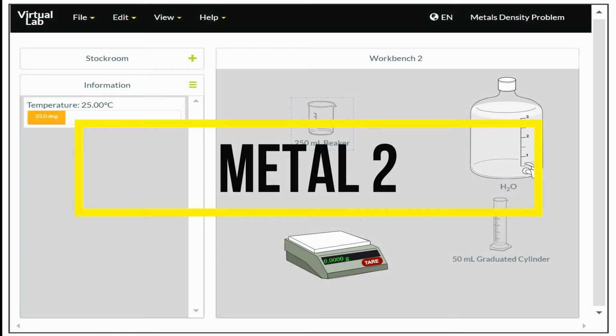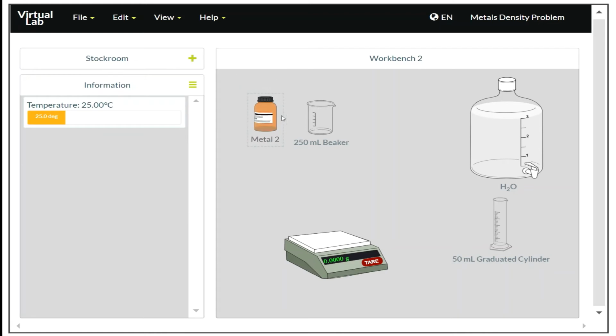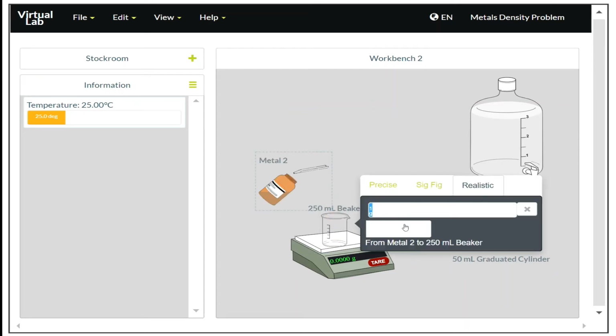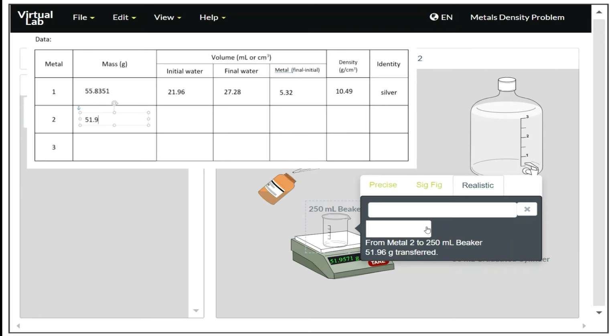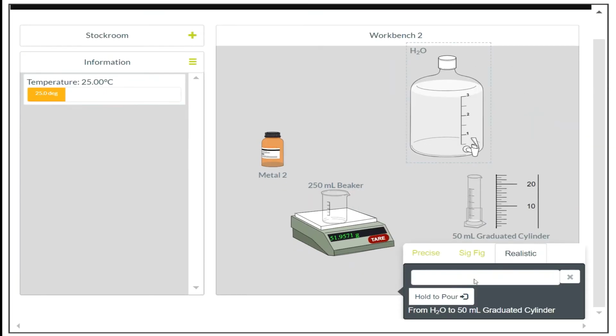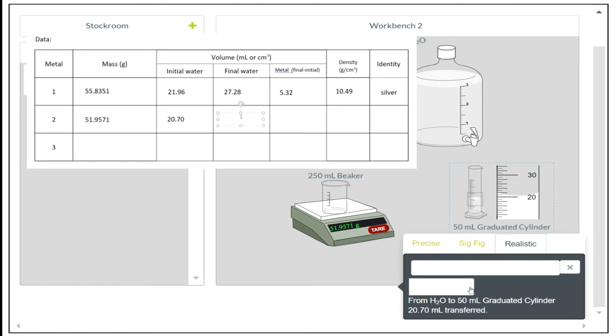Metal 2 is just like metal 1, but with a different type of metal. All the apparatus are the same. Firstly, we need to put the beaker on the weighing scale and don't forget to press the tare button. Add some amount of metal 2 into the beaker and jot down the data given, which is 51.9571 gram. After that, we add some amount of distilled water into the graduated cylinder, and don't forget to jot down the initial volume in the table, which is 20.70 milliliter.